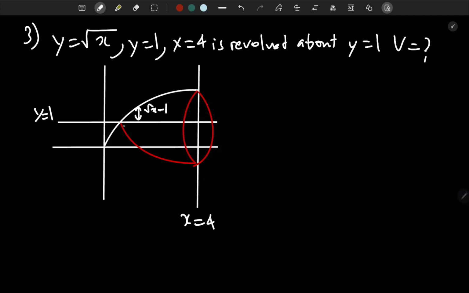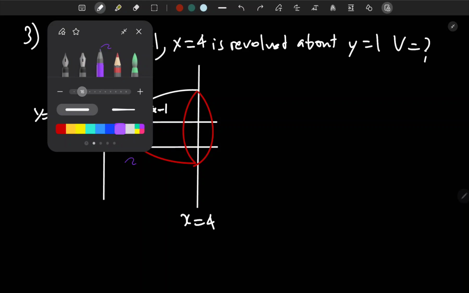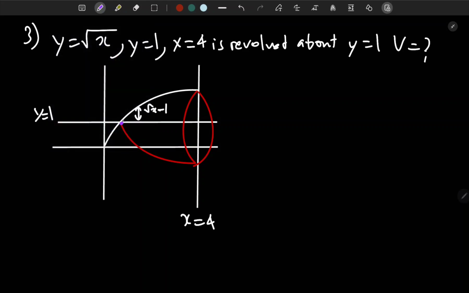So now the limits is from this point. Wait, let me actually change the color again, so you can see it. This point to this point, right? And we know that this point is y is equal to 1. Now we need to find the x value for it.